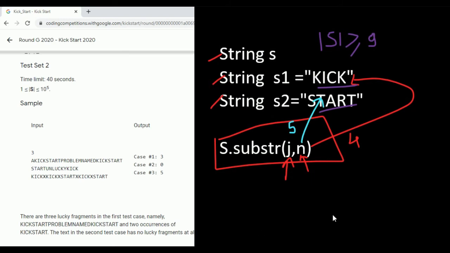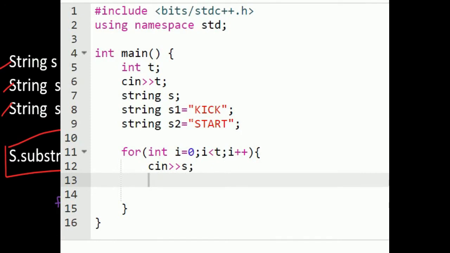Let's code the solution. Here we have to run a for loop for j equal to 0 up to size minus 4, because the last possible start could be at the end, so we have to go up to the size of our string minus 4. If we don't do that, then we get an error, because we are accessing the string outside its original length.